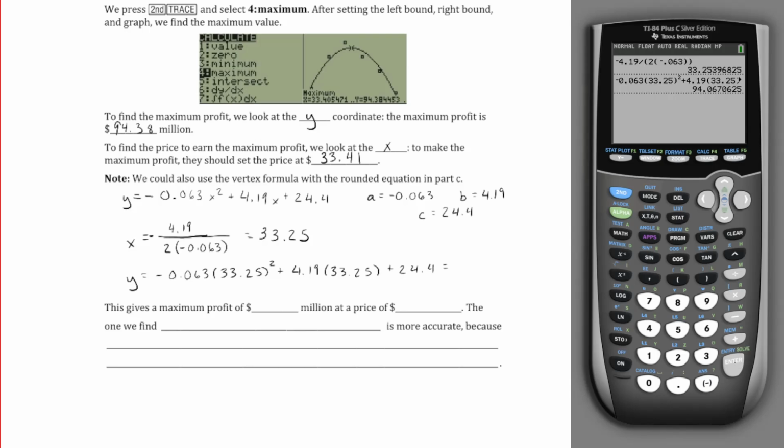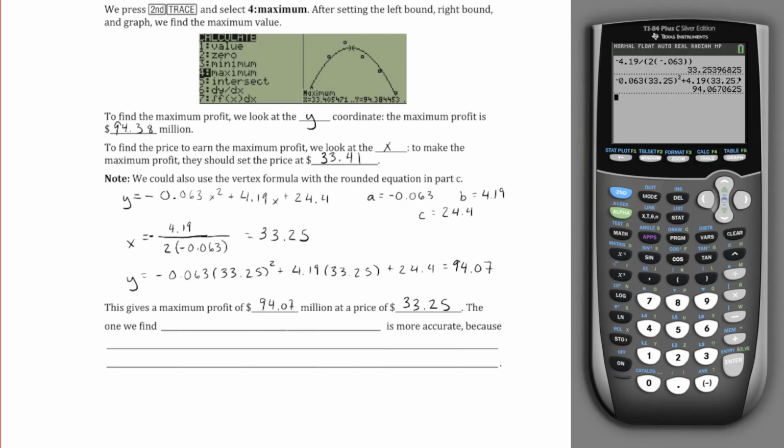Which is about 94.07. This gives a maximum profit of $94.07 million, obtained with the price of $33.25.